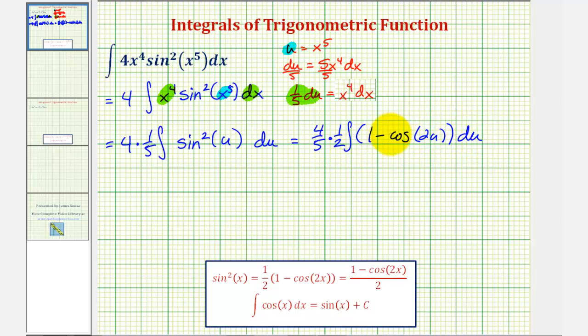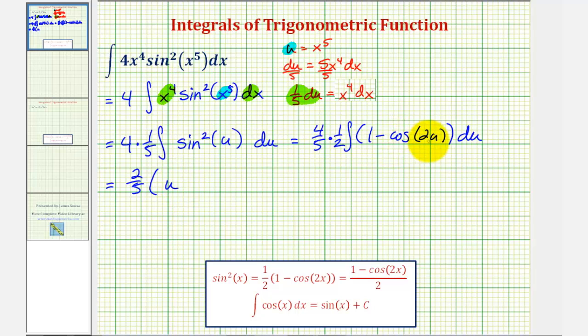And now we'll find the antiderivative with respect to u. Notice here we have 4/10 or 2/5. The antiderivative of 1 with respect to u would just be u. Now you need to be careful here.